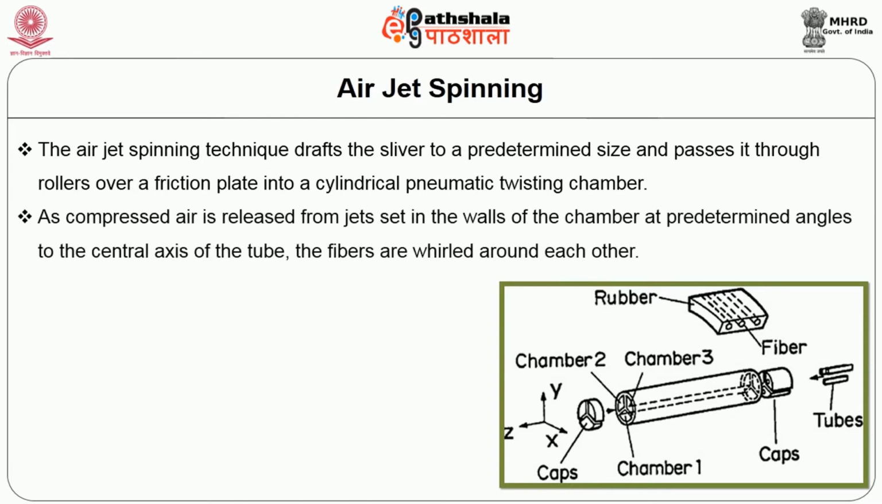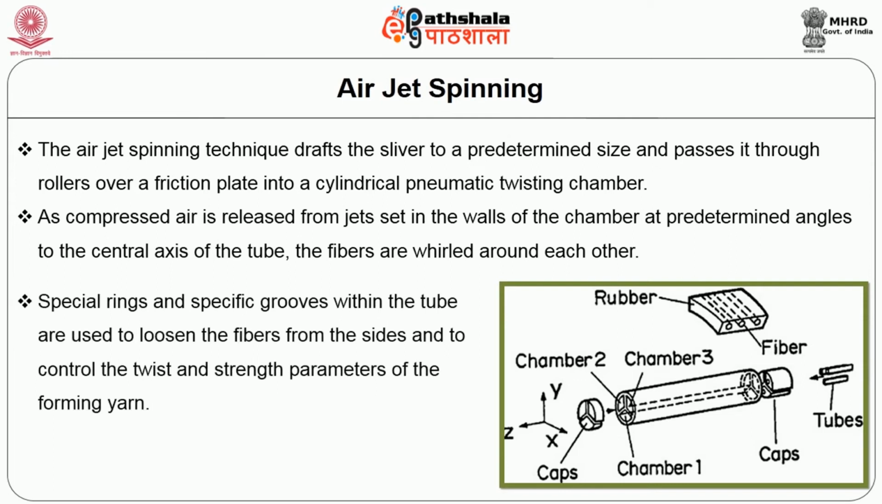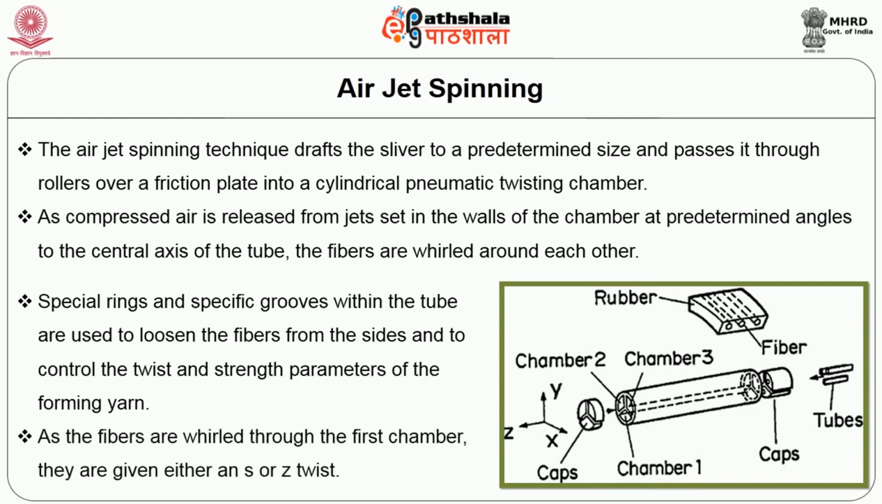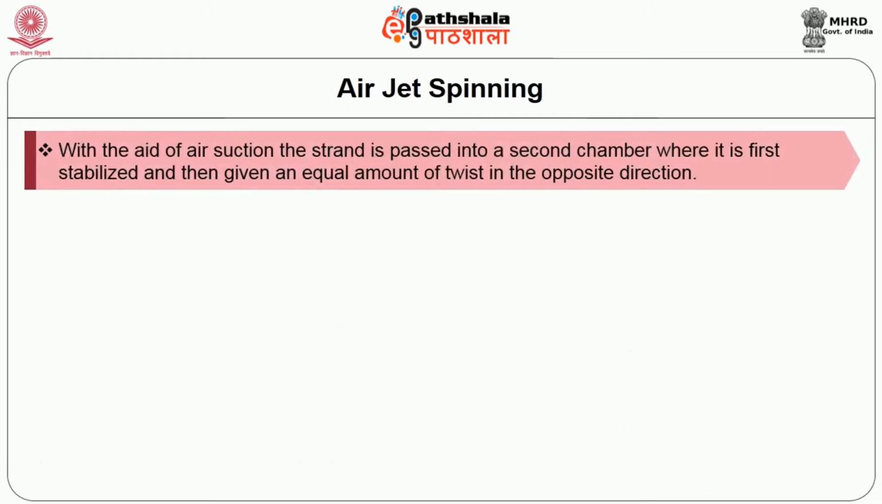As compressed air is released from the jets set in the walls of the chamber at predetermined angles to the central axis of the tube, the fibers are whirled around each other. Special rings and specific grooves within the tube are used to loosen the fibers from the sides and to control the twist and strength parameters of the forming yarn. As the fibers are whirled through the first chamber, they are given either an S or Z twist. With the aid of air suction, the strand is passed into a second chamber where it is first stabilized and then given an equal amount of twist in the opposite direction.